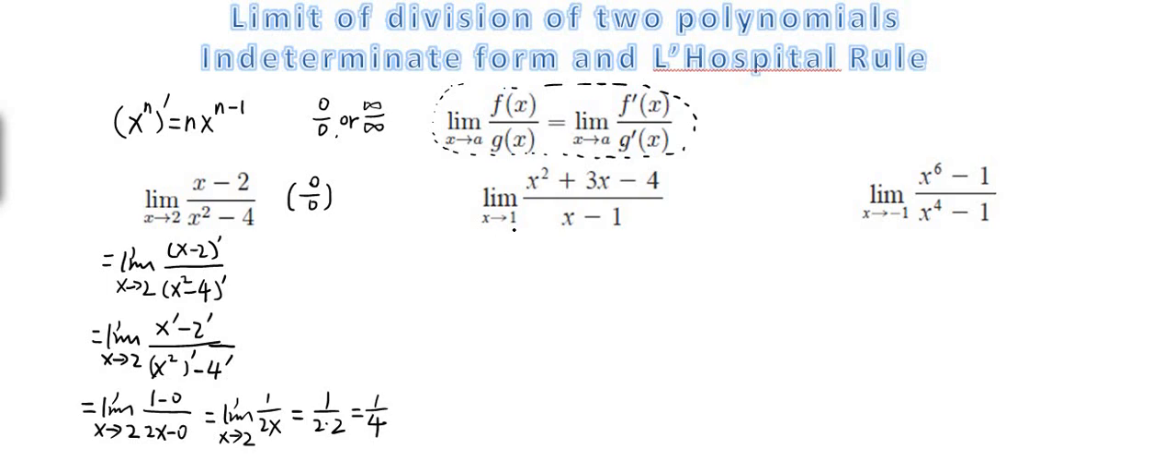Again, let us address the second problem. Now follow the strategy. We'll plug in x equals 1 in this rational expression. We're gonna get 0 over 0, so that it belongs to indeterminate form. That means we can use L'Hopital's rule.